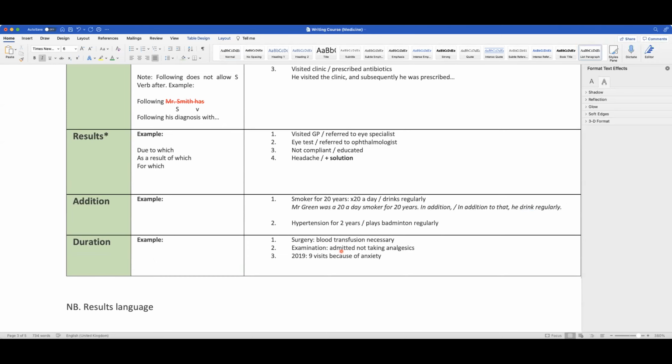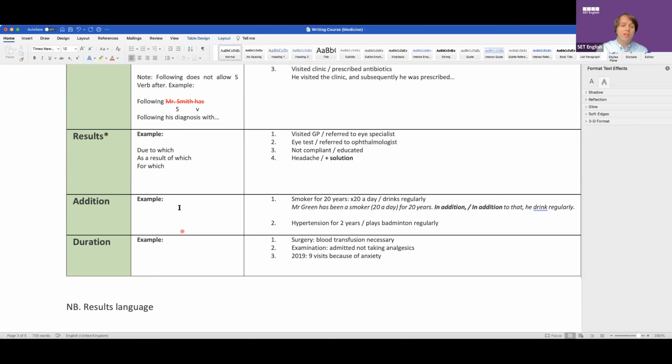Sorry, can I ask a question here? Yes, please. Can we say Mr. Green, he has been a smoker for 20 years? Yes, you can say that, definitely. It's just present perfect. And then how do we put 20 cigarettes per day? Well, I guess you could use brackets here if you want. 20 a day. Something like that. Okay.